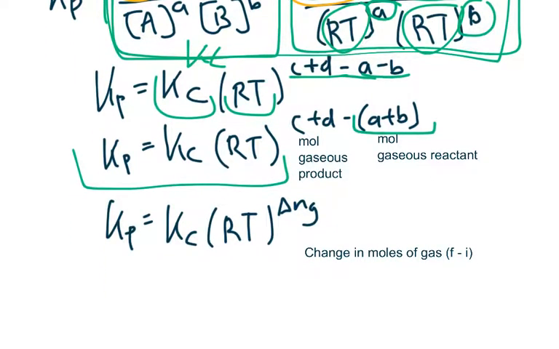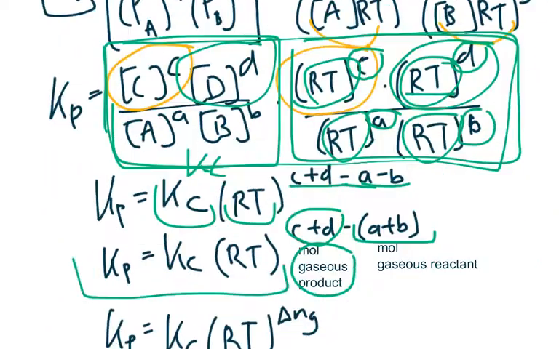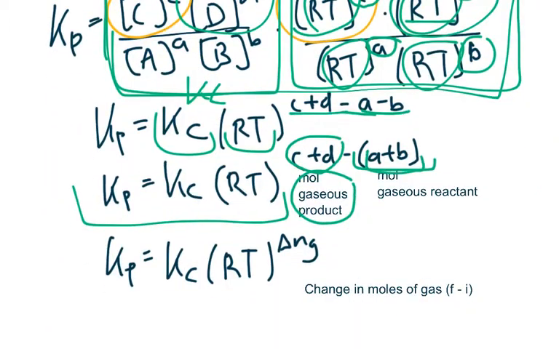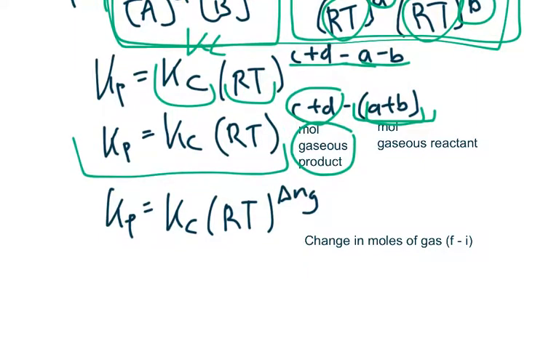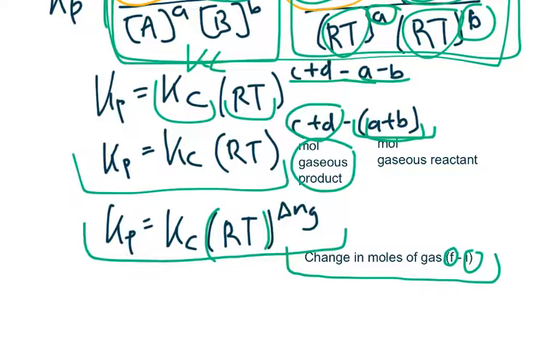We know that c plus d is the moles of gaseous product because c and d are our products in this reaction, and a plus b are the moles of reactants. So moles of gaseous product minus moles of gaseous reactant will equal the moles that changed, or the change in moles, final minus initial. So Kp is equal to Kc times (RT), all to the delta n g.